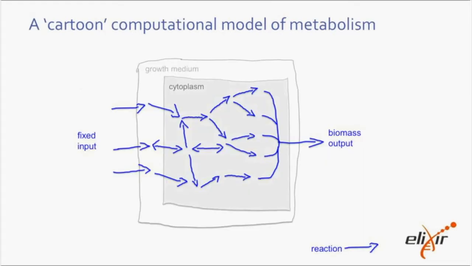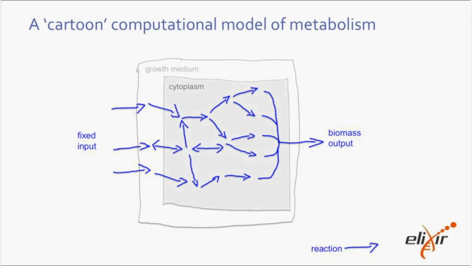Okay, so this is our cartoon computational model of metabolism. It's very small and relatively simple compared to a real model, which would be expected to include thousands of individual reactions. Each of these blue arrows represents a metabolic reaction, which describes the interconversion of some substrates and products. In addition to this metabolic network, we have a variety of other features in the model.